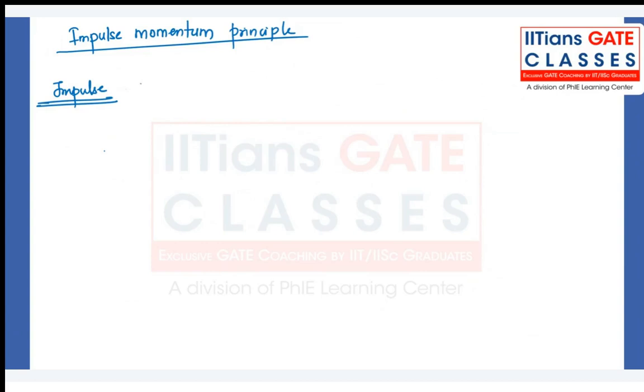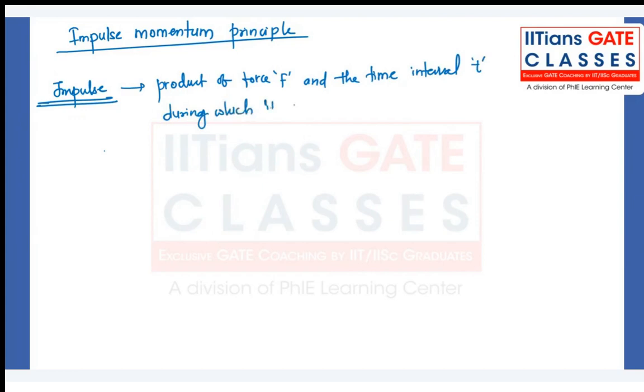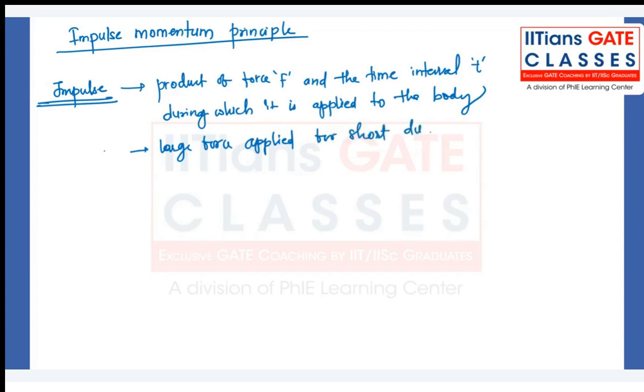So basically it's a product of force F and the time interval t during which it is applied to the body. You can say it is a large force applied for a short duration of time. So it's F into t. Okay, that is the impulse.